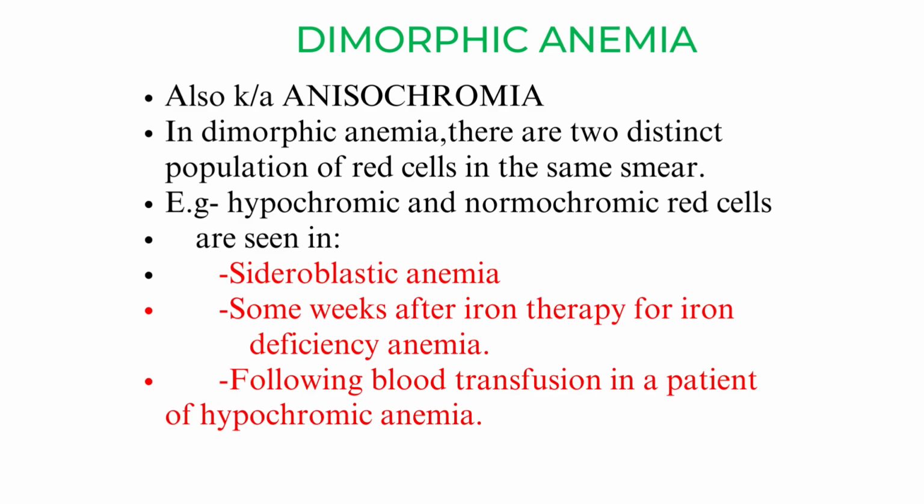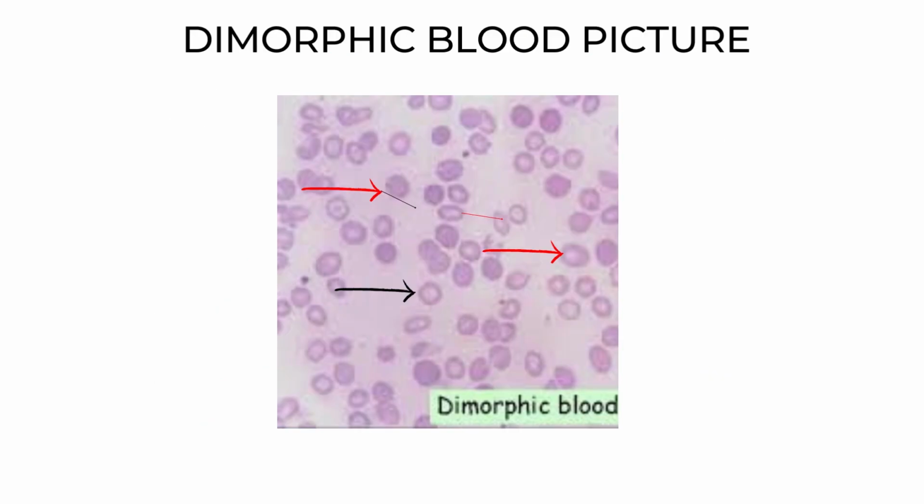So in all of these, iron therapy or blood transfusion, the anemia is being corrected by the blood or the iron therapy. So normochromic RBCs have also come into the picture, but sideroblastic anemia usually just has a dimorphic picture. So this is a dimorphic picture. If you look at these, you have those characteristic ring forms, small hypochromic RBCs, but then you also have normocytic RBCs.